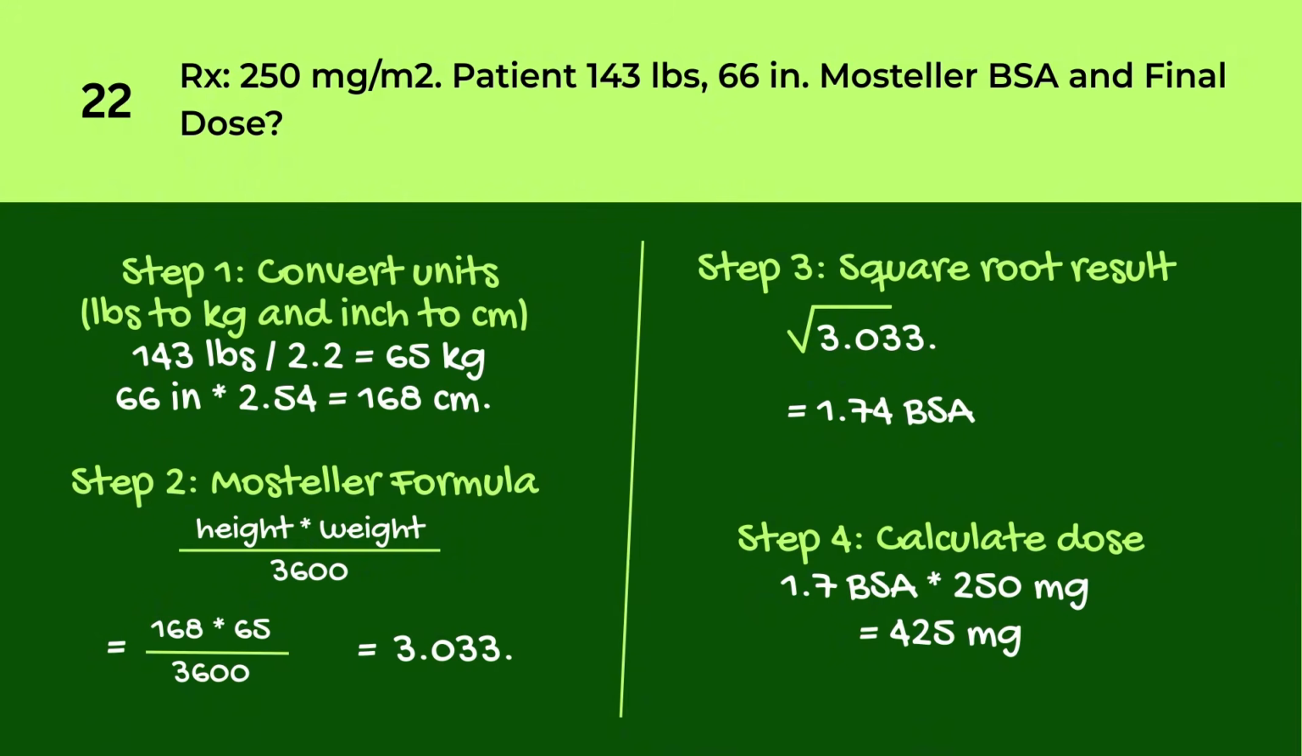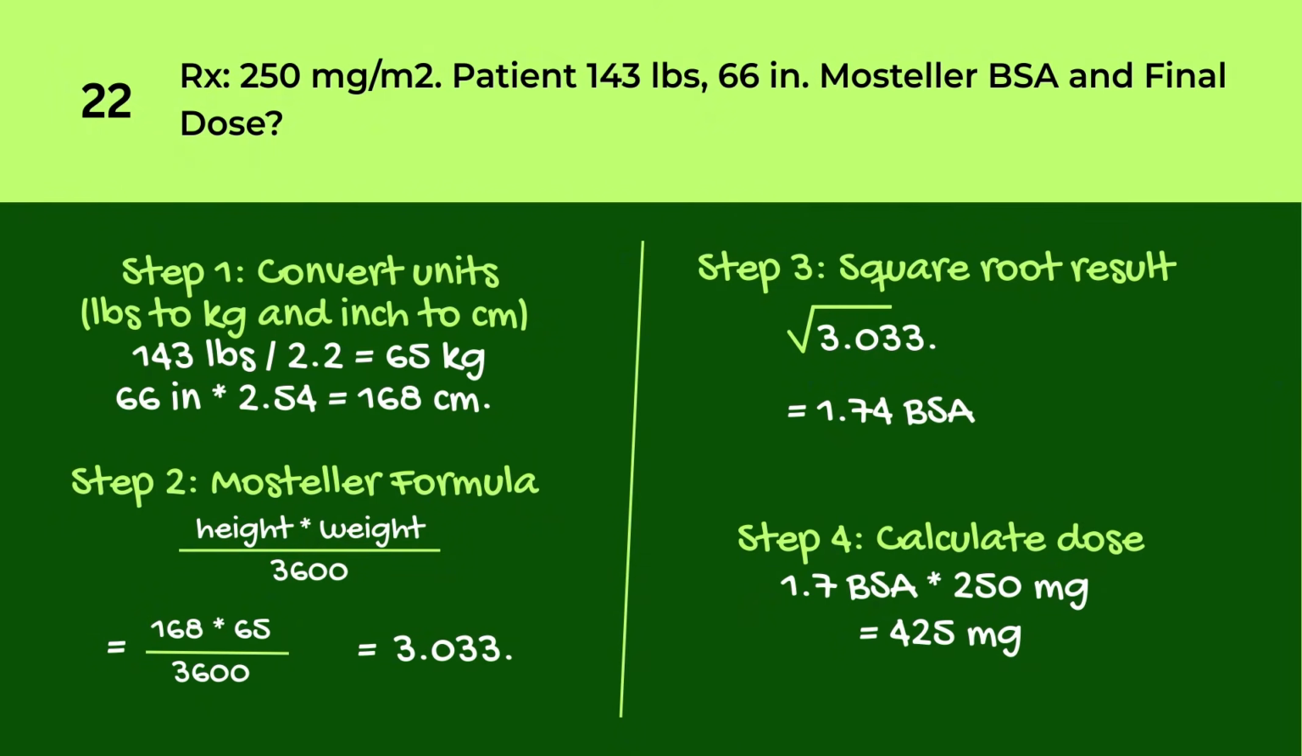First, we handle the conversions. 143 pounds divided by 2.2 gives us 65 kilograms. 66 inches times 2.54 gives us roughly 168 centimeters. Now, into the Mosteller formula. We multiply 168 centimeters by 65 kilograms, then divide by 3,600. That gives us 3.033. We take the square root of that number, which results in a BSA of roughly 1.74, or 1.7 square meters. Finally, we calculate the dose, 1.7 square meters times 250 milligrams. The calculation gives us 425 milligrams.